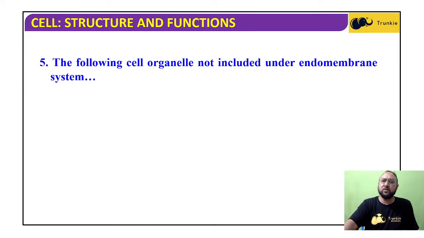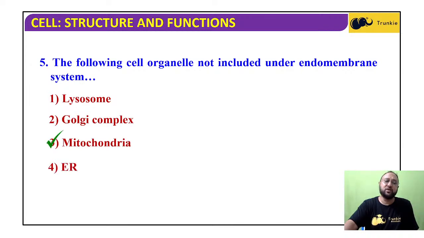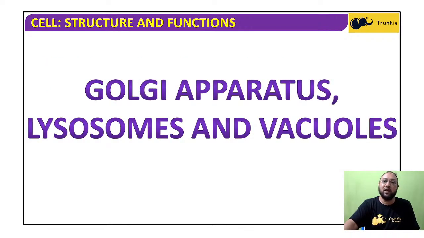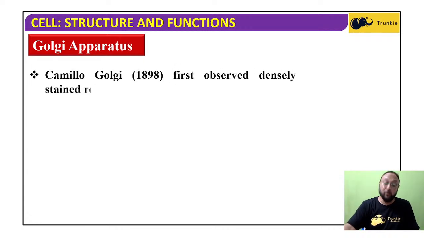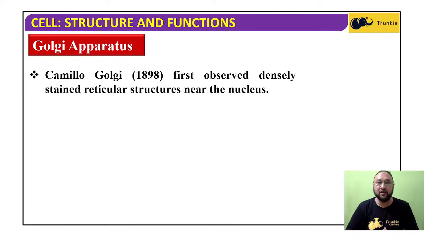The following cell organelle is not included under the endomembrane system: the mitochondria. Mitochondria is not in coordination with the lysosome, Golgi complex, and ER. So now we'll study about the Golgi apparatus or Golgi bodies, lysosomes and then vacuoles. Golgi apparatus, it has got Camillo Golgi. He is the scientist who discovered this and observed densely reticular structure near the nucleus. We came to know that endoplasmic reticulum is found attached to the nucleus, and this Golgi apparatus is also found, not attached, but near the nucleus.